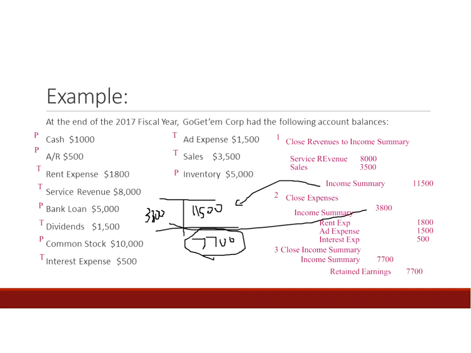Last but not least, we're going to close our dividends. And again, we're going to credit our dividend account for the amount, $1,500, and debit retained earnings for $1,500. Okay, there's an example of our discussion on temporary and permanent accounts and closing entries, as well as the various entries that we'll process to close our books and get them ready for the next year.